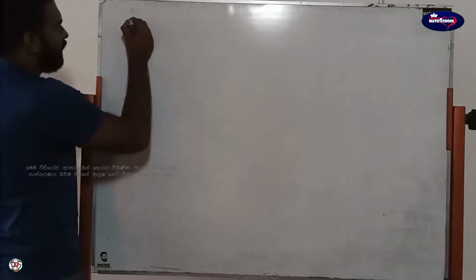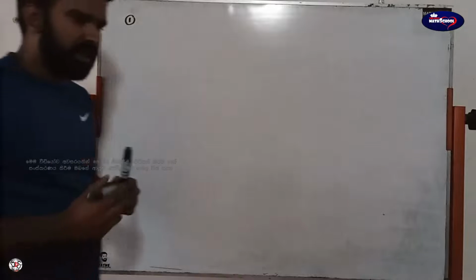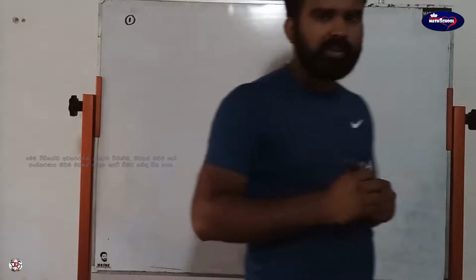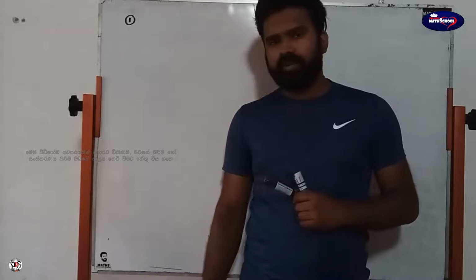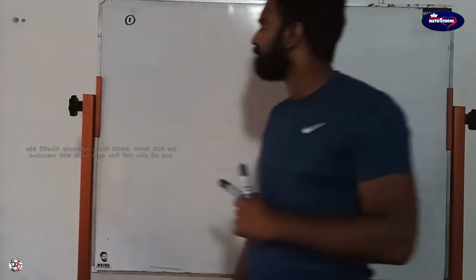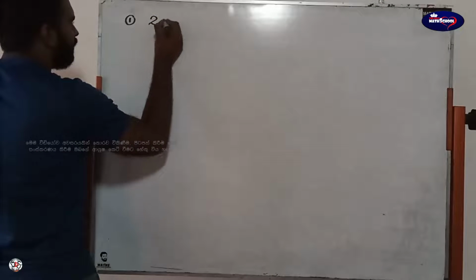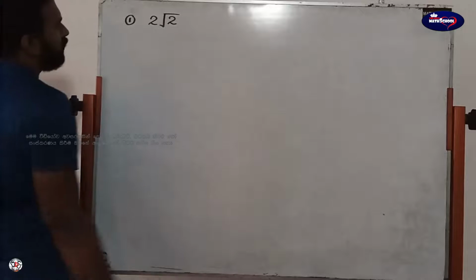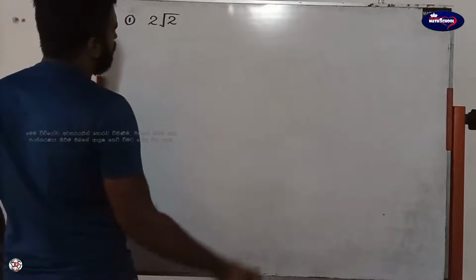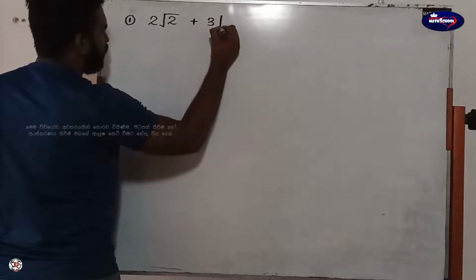Right. Then after that, don't write anything, just see the book. I will teach you a nice method. It will be very easy for you. So follow those methods. Here, if you have something like this, 2 into the root of 2 plus 3 into the root of 2.